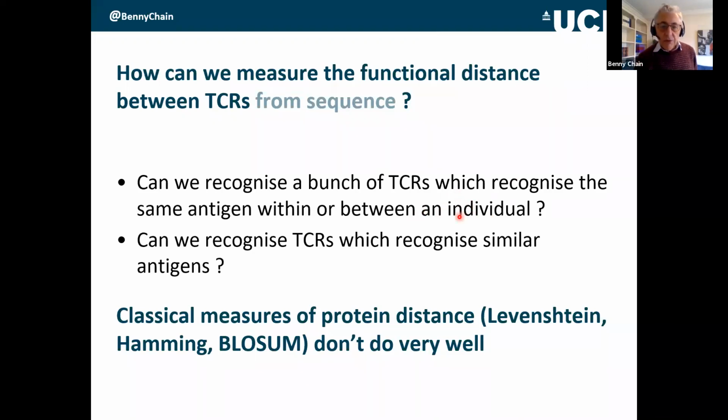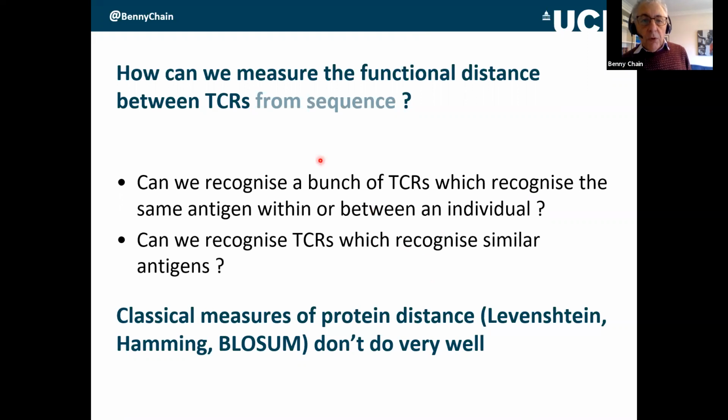This might be useful if you're studying the immune response. You'd want to know, you see a set of TCRs and you see them again in somebody else. Would they have some sort of similarity? And also a similar question would be, if you change the antigen a little bit, could we predict which T cell receptors are likely to recognize that changed antigen?